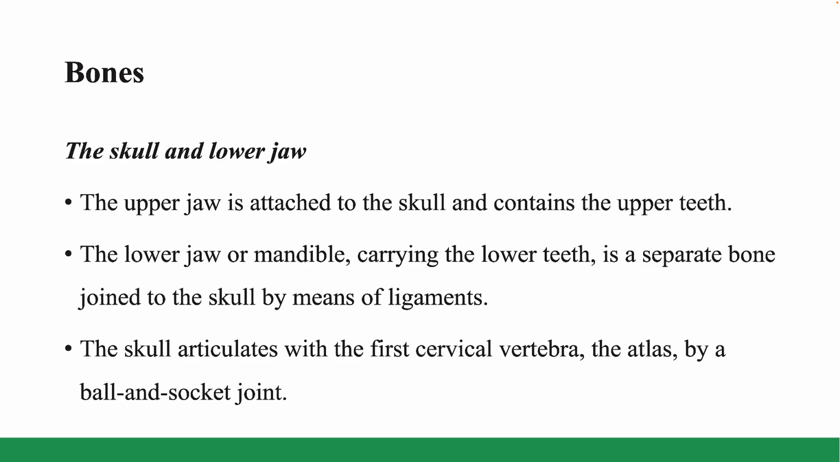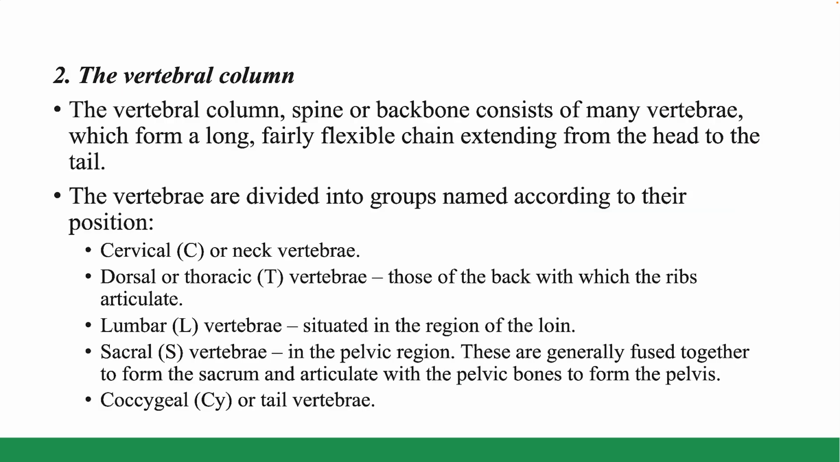So we first have the skull and the lower jaw. These two are separated because the upper jaw is part of the skull. An important thing to note is that ruminant animals don't have the upper dentition as we do in humans. And then we have the vertebral column, which consists of the spine or the backbone.